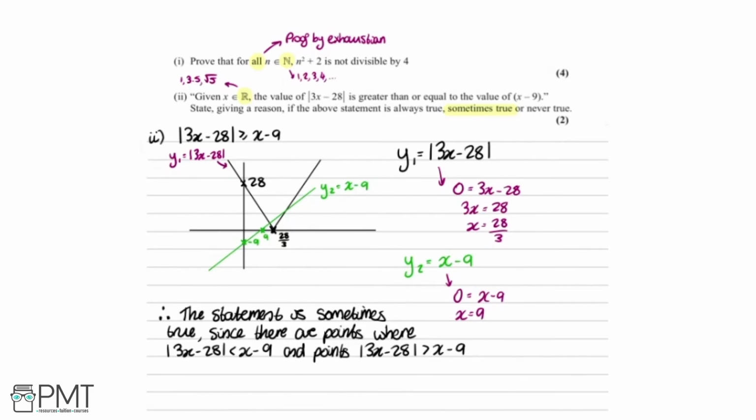So look at the mark scheme. We get 1 mark for the graph like this, and accurately having the V shape here and the line here, and it intersecting and creating this area here. And then part of the same mark, we needed to state that it's sometimes true. And then we get the second and final mark for the rest of our explanation here.